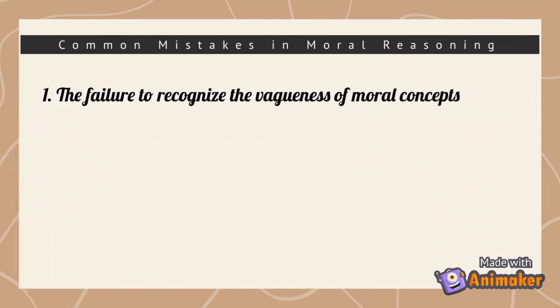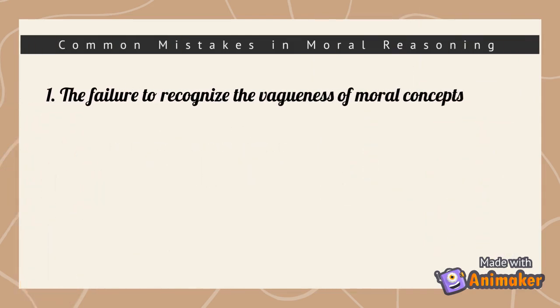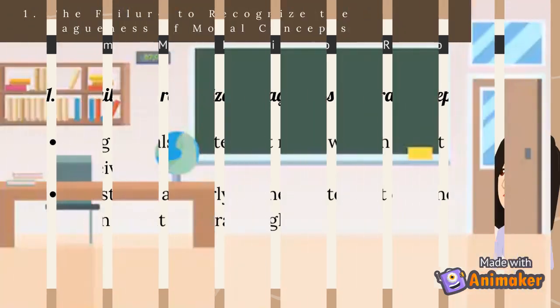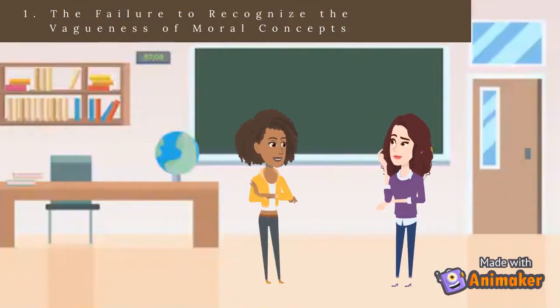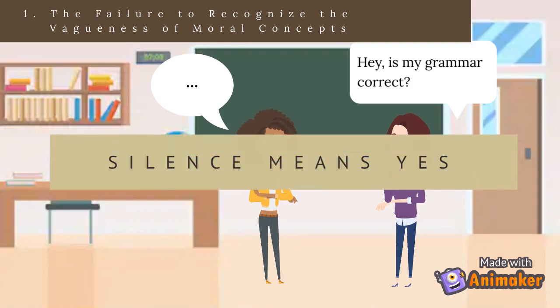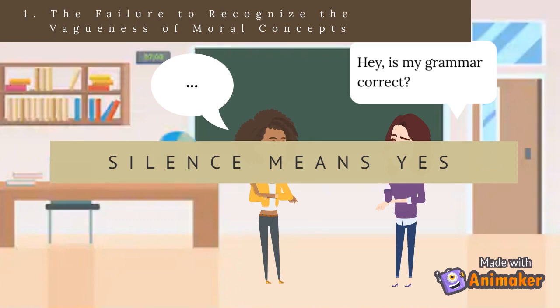First, the failure to recognize the vagueness of moral concepts. Lying is a false statement made with an intent to deceive. Not stating a clearly defined statement does not mean it is morally right. For example, your classmate was having a hard time constructing a sentence, so she asked you, "Hey, is my grammar correct?" You did not say anything and remained silent. That silence may result in a misunderstanding.